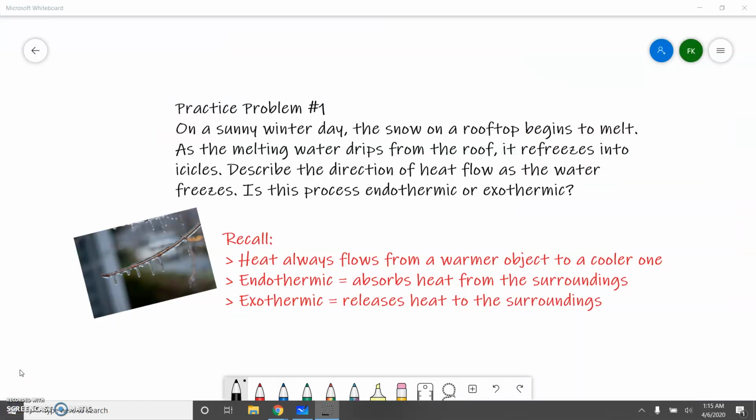So practice problem 1, connecting back to endothermic and exothermic processes. I'll read it out for you. On a sunny winter day, the snow on a rooftop begins to melt. As the melting water drips from the roof, it refreezes into icicles. Describe the direction of heat flow as the water freezes. So is this process endothermic or exothermic? Take a look, read over those recall statements, and answer the question.